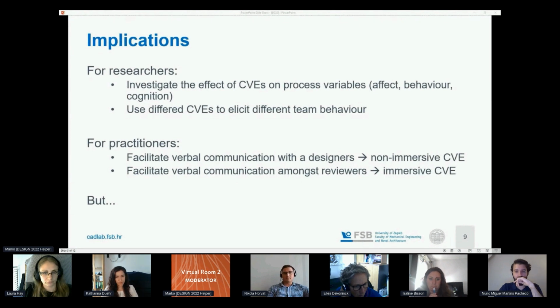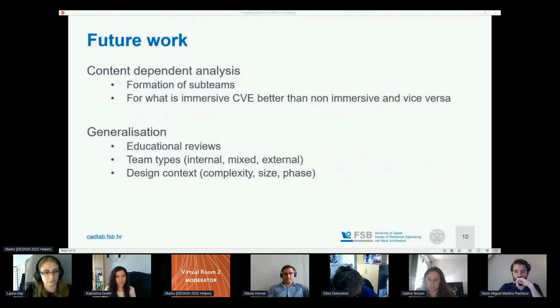However, we believe it's not that simple, and much other work is necessary. As our first step, we are already working on content-dependent analysis to shed more light onto the subteams formation and to see not if, but for what immersive environment is better than non-immersive and vice versa. Finally, we'll also work to see the generalization of our results.